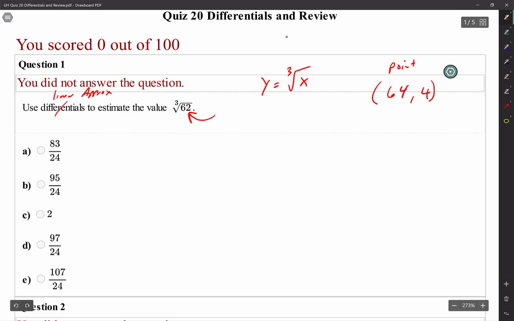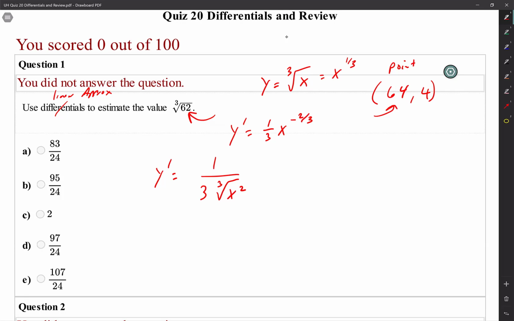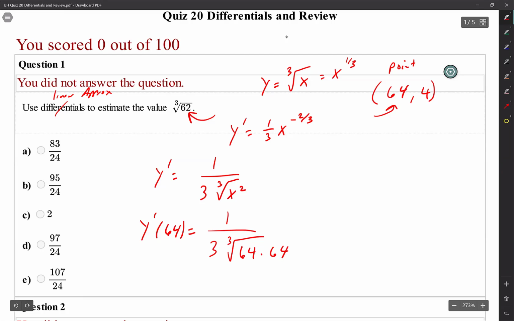And now I need a slope. So there it is. I need my tangent line at 64. So I'm going to go y prime equals, remember this is the same thing as x to the 1/3, so 1/3 x to the negative 2/3 because I subtracted 1. So now this is y prime equals 1 over 3 cube root of x squared. And I'm going to plug in a 64. So y prime of 64 equals 1 over 3 cube root of 64 times 64.